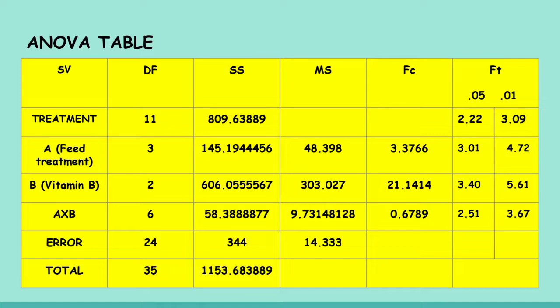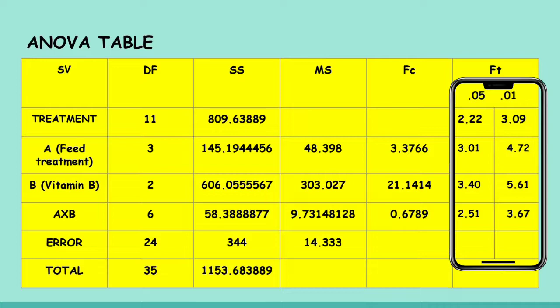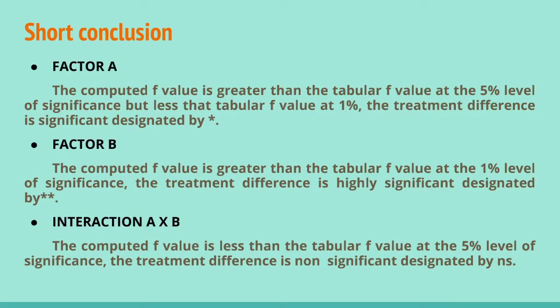To find out the conclusion on factor A, we will just compare factor A's computed F value with its tabular F value. As you've seen in the ANOVA table, the computed F value is greater than the tabular F value at 5% level of significance, but is less than the tabular F value at 1% level of significance. Therefore, the conclusion would be the computed F value is greater than the tabular F value at the 5% level of significance, but less than the tabular F value at 1%.